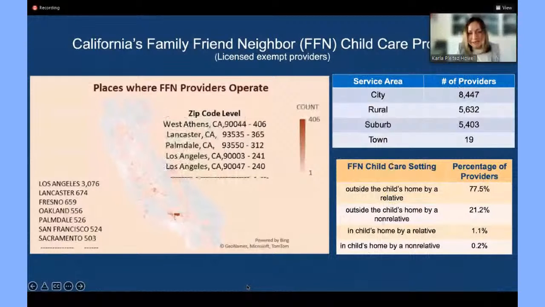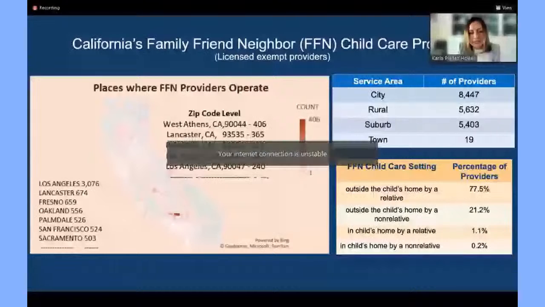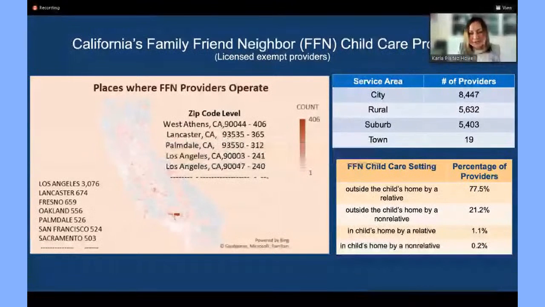And then a significant number in rural and suburbs in order to serve young children. About 77% of family, friend, and neighbors are providers that provide childcare services to relatives outside the child's home. And then the next major number is relatives outside the child's home by a non-relative.